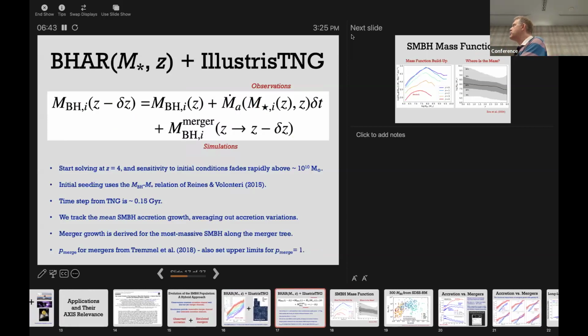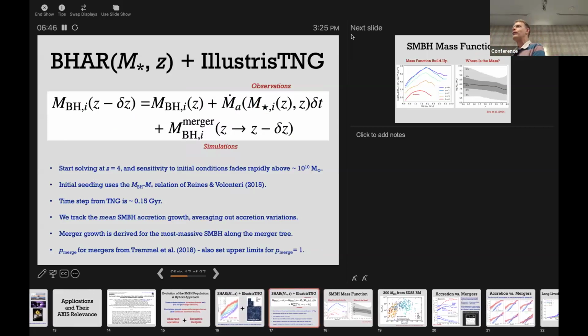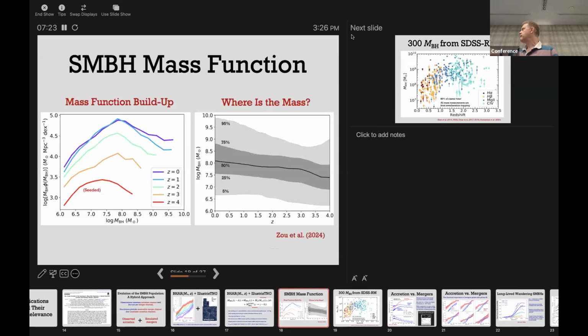Briefly, we iteratively solve this little equation over and over again to grow the supermassive black holes. There are many technical details I won't have time to go into, but we have two terms: an accretion-driven term, which we get from the observations, and a merger-driven term, which we get from the simulations. When treating the merger-driven growth, we track the most massive black hole along the entire merger tree, the one that ends up as most massive, and we treat lower mass black holes as being added to that more massive black hole as growth due to mergers. So that's what I mean by growth due to mergers. Now, what can we get out of this?